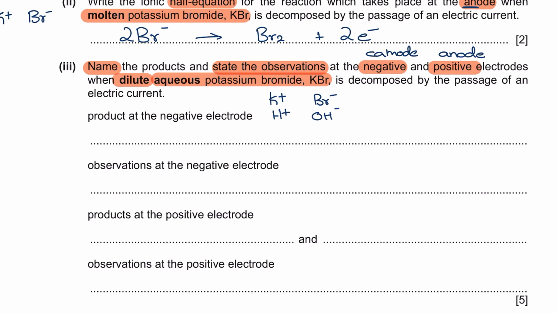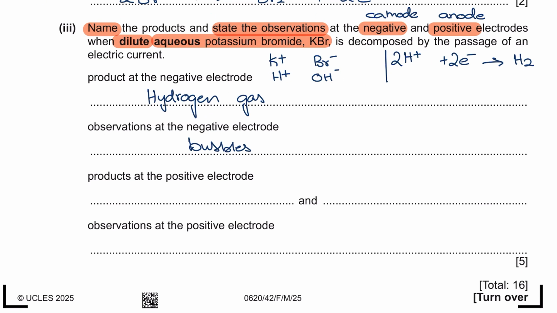So the product at negative electrode would be hydrogen gas. As hydrogen ion will get reduced to form hydrogen gas, something like this, right? Now, observation at negative electrode, as a gas is being produced, so the observation would be bubbles. Now, for the products at positive electrode, now they are asking for the positive electrode, which is your anode.